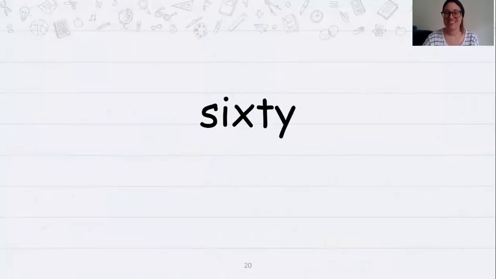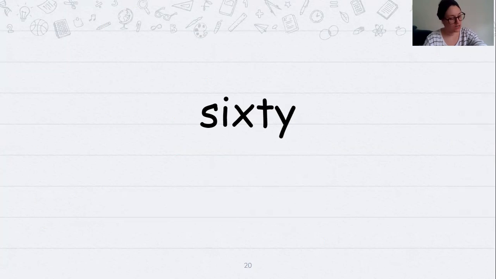This word is sixty. Say sixty. Good. So sixty is a number. You know that you can count to that number by counting by tens. So it's a multiple of 10. That's what that ty suffix on the end means. So you can say he is sixty years old, or she has $60. There are 60 minutes in an hour.